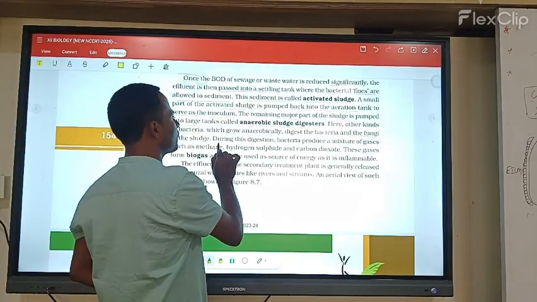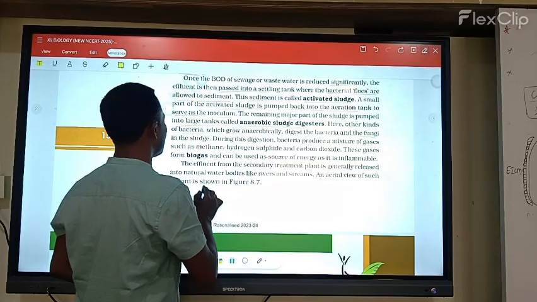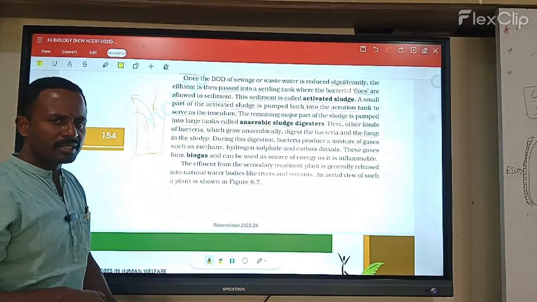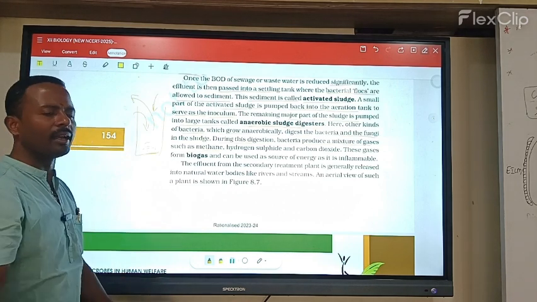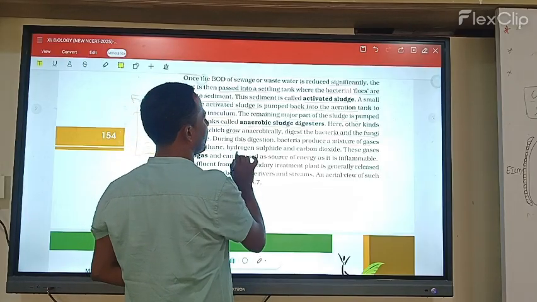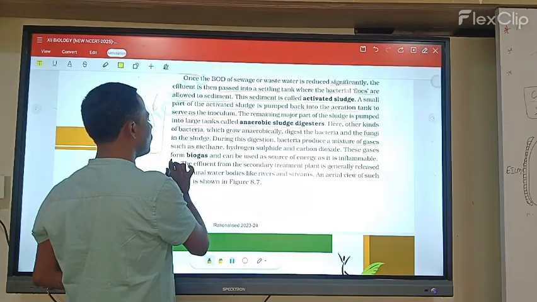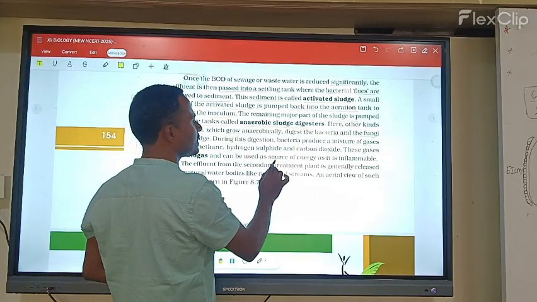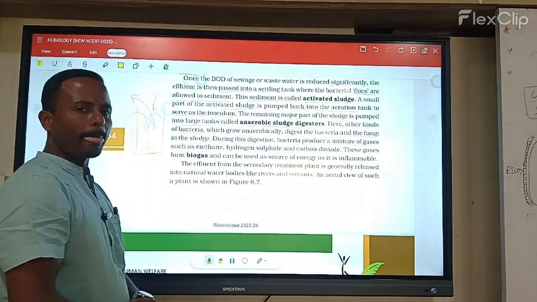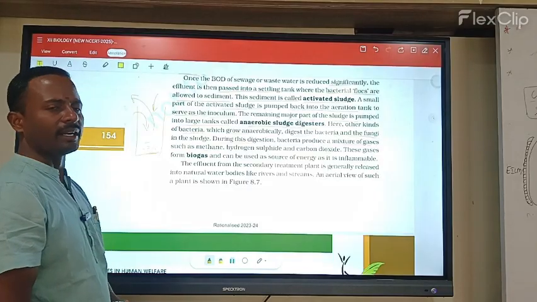Next, during this digestion, the bacteria produce a mixture of gases such as methane, hydrogen sulfide and carbon dioxide. This gas is called biogas, which can be used as a source of energy as it is inflammable.